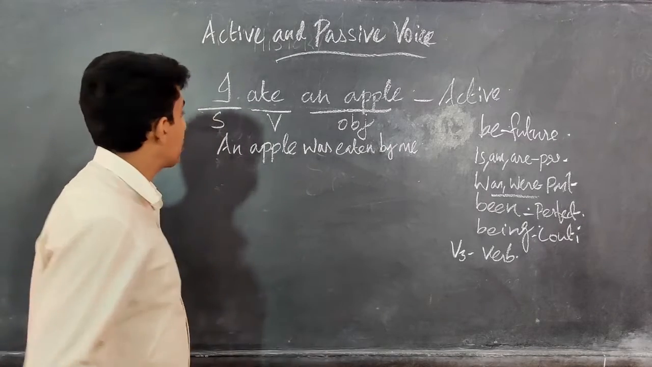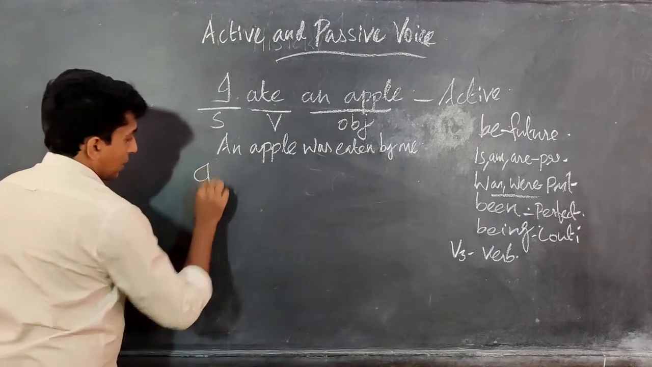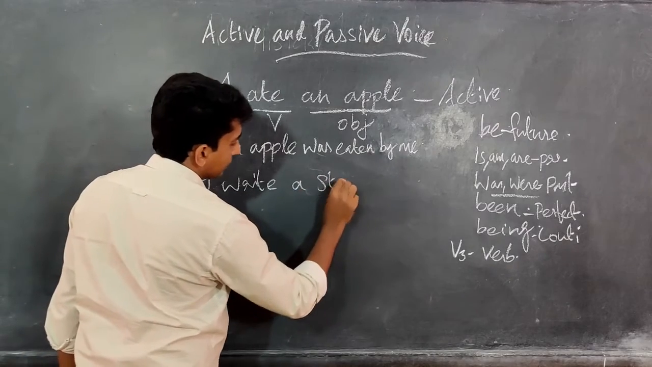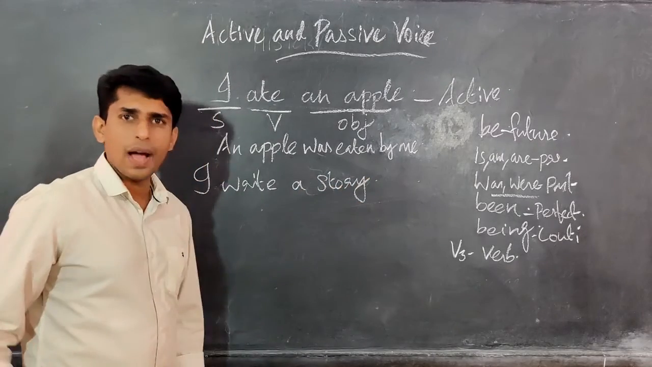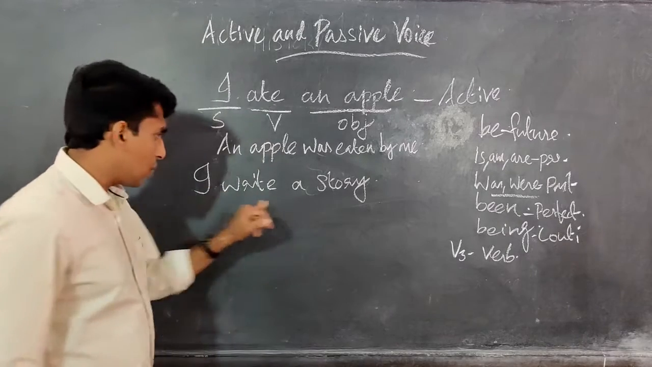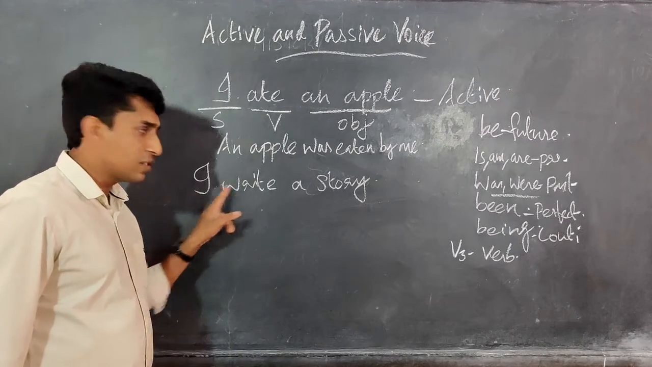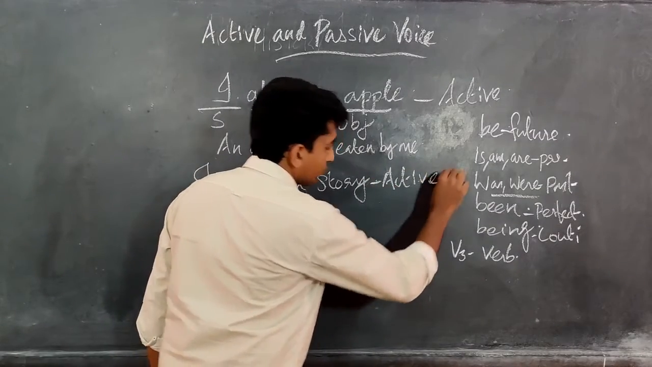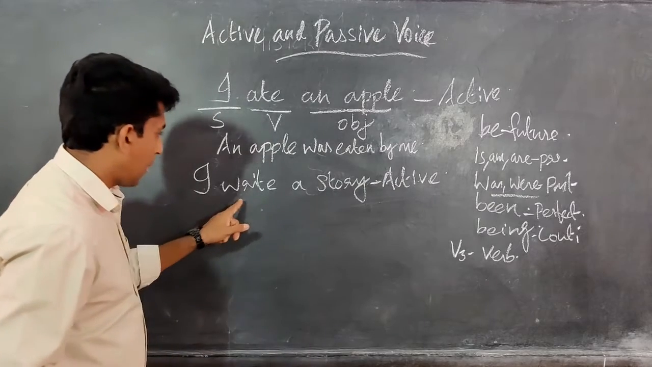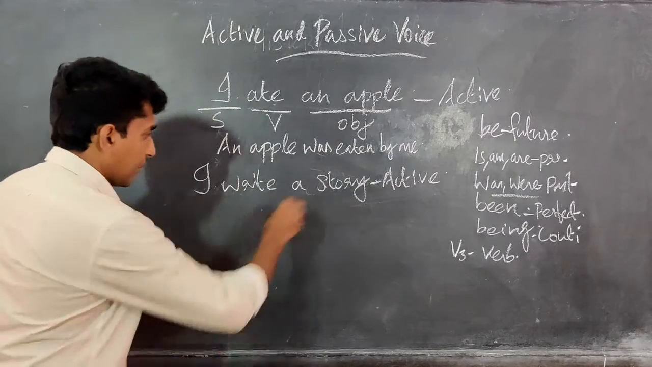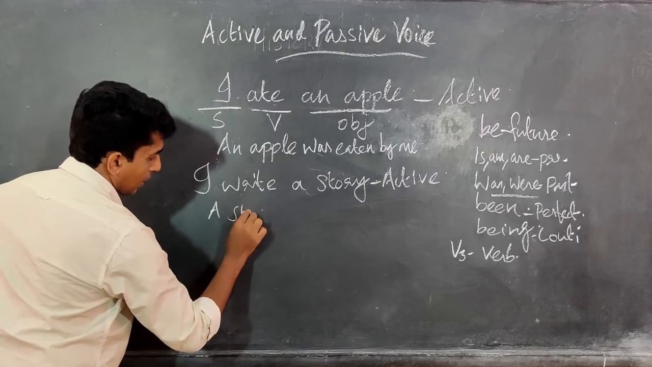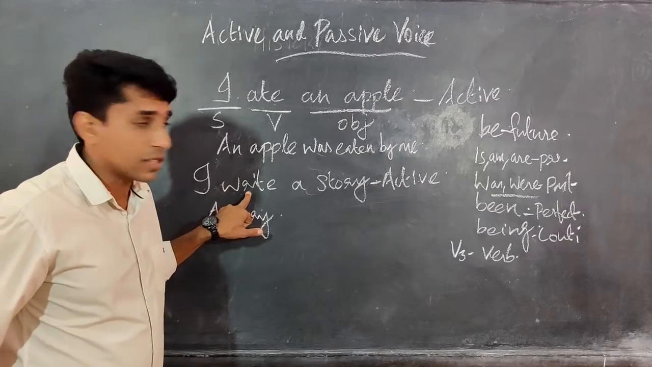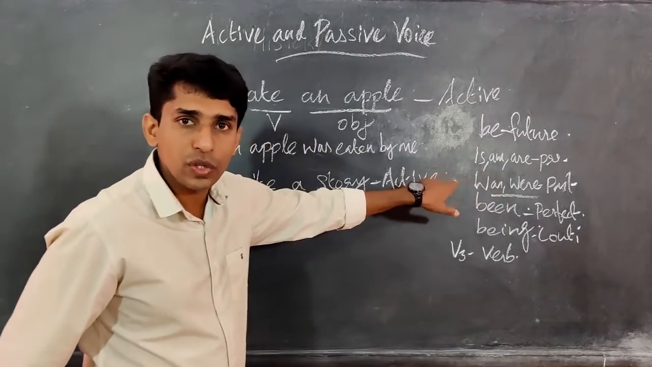If it is a present tense, then I write a story. What do you do now? I write a story is the answer. So, what kind of sentence is this? Subject is doing the activity. Subject is writing. So, this is active. Then, how to change to passive? A story is the object. What is the tense? Present. So in present we cannot use was or were.